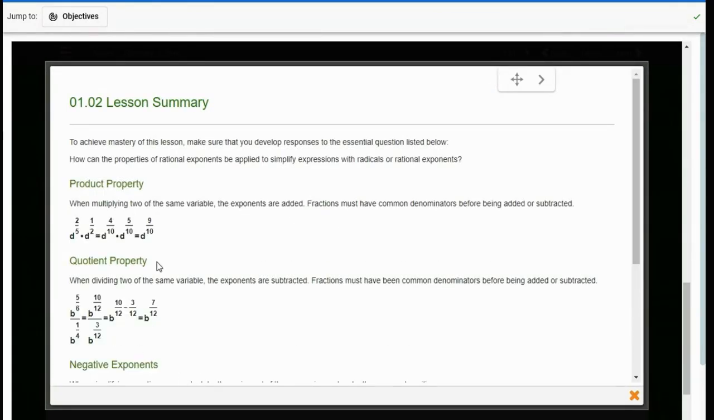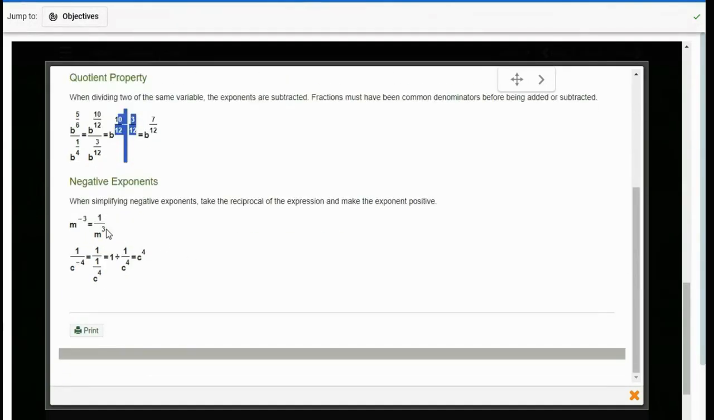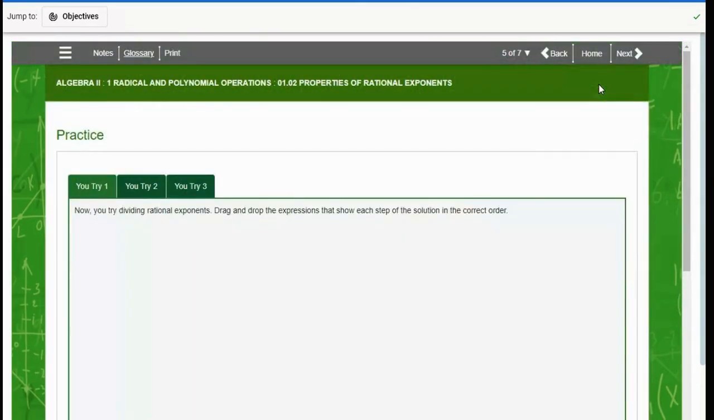It has the product property that we should have in our notes now. The product property: when you multiply, like d to the 2/5 times d to the 1/2, that means you can get the same denominator and add them. Exponents are added when you multiply two exponents. When you divide, you subtract. When negative, you move from top to bottom or bottom to top. They have a couple of pages of practice problems for you.